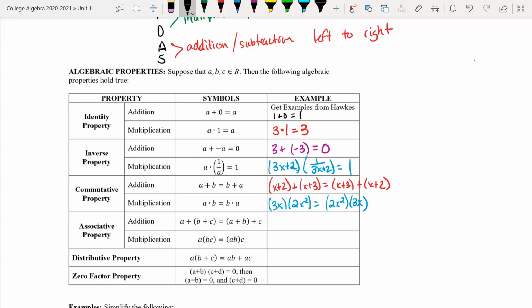Associative property is a little bit harder because they might throw something like this at you. Now, it doesn't matter which one I add first, so I would say 3x plus 2x plus 3. It's going to change what they put the parentheses around, so be careful of that. It's the same with multiplication.